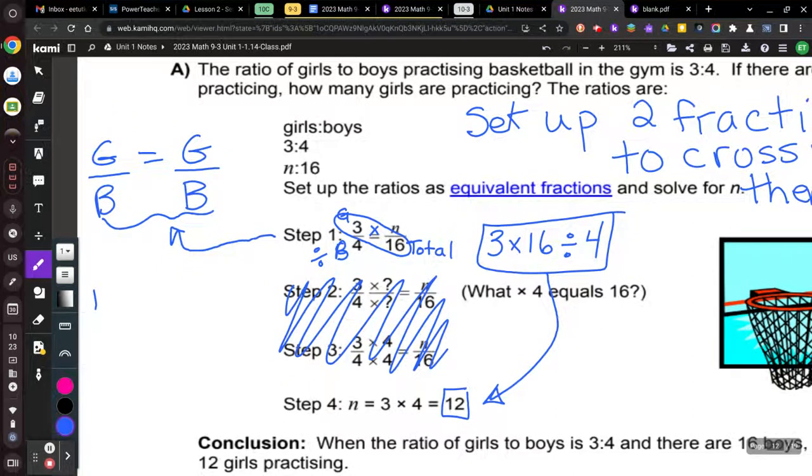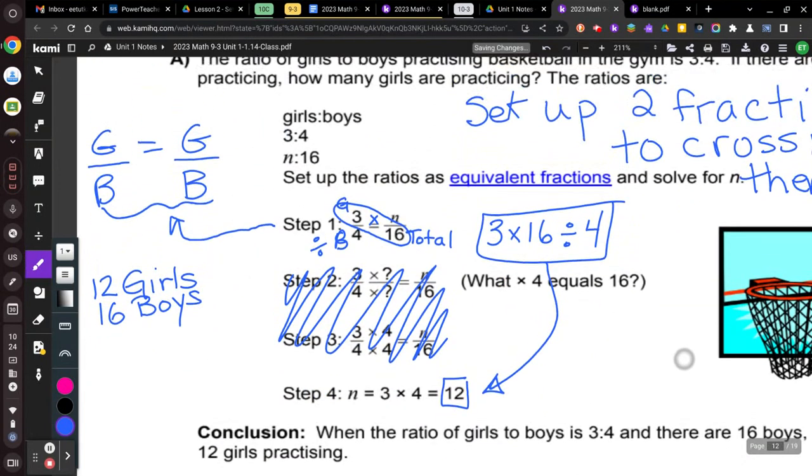So that means there was 12 girls and then there was 16 boys. That's what it tells. Okay, that's how many were practicing in the gym.